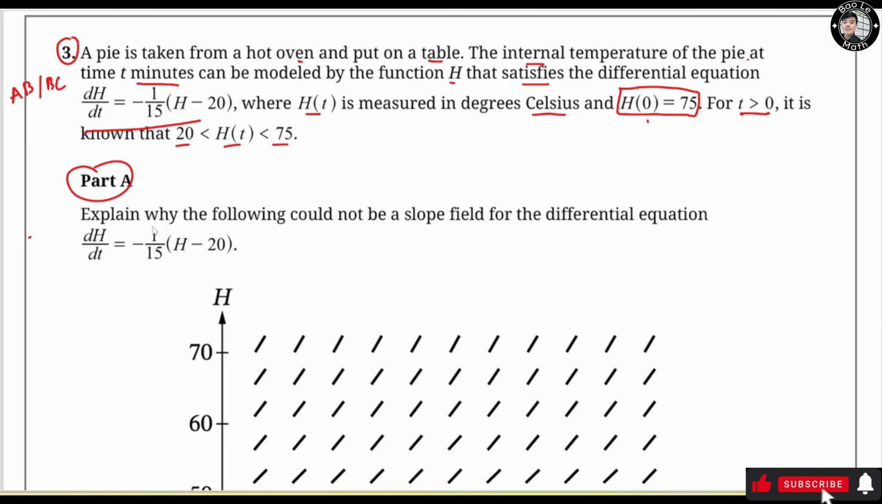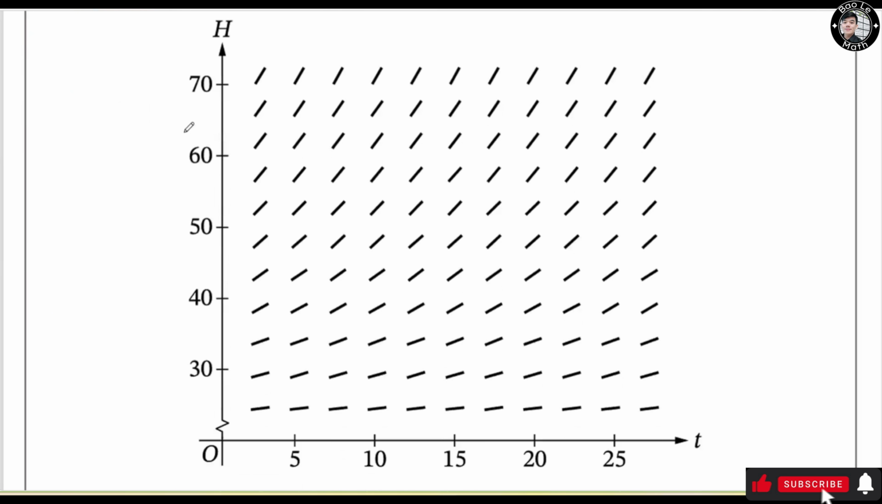Question A. Explain why the following could not be the slope field of the differential equation dh over dt equals negative 1 over 15 times h minus 20. Okay, so observe that the slope field given right here is always positive, right? Look, use the Christmas tree trick. The lights going this way, positive, lights going this way, negative, right?